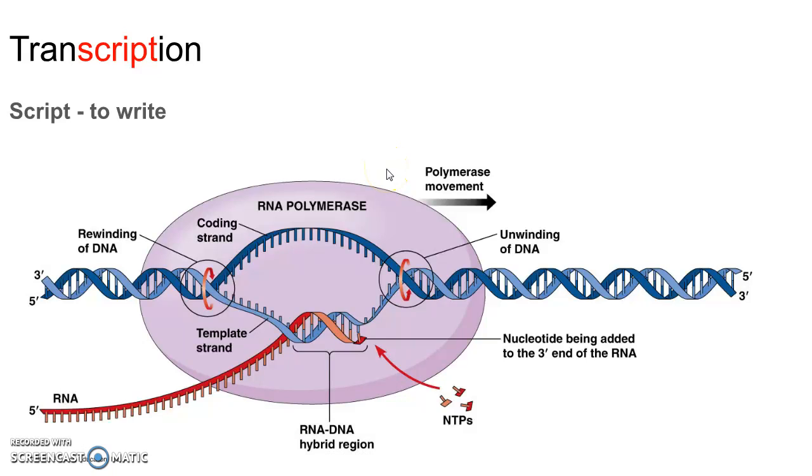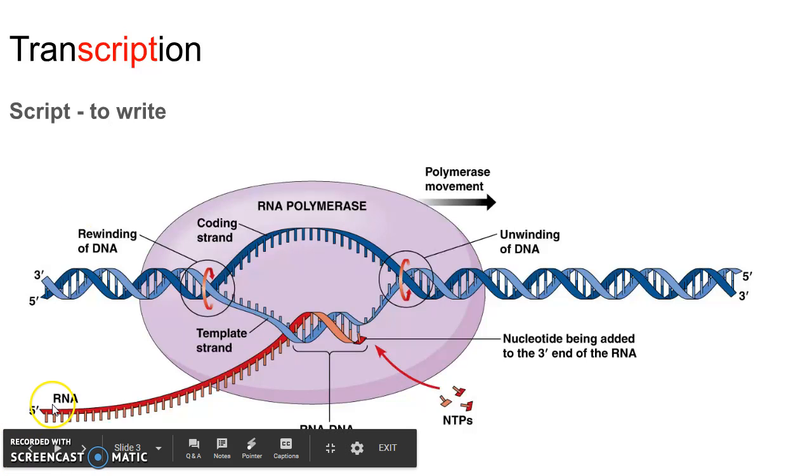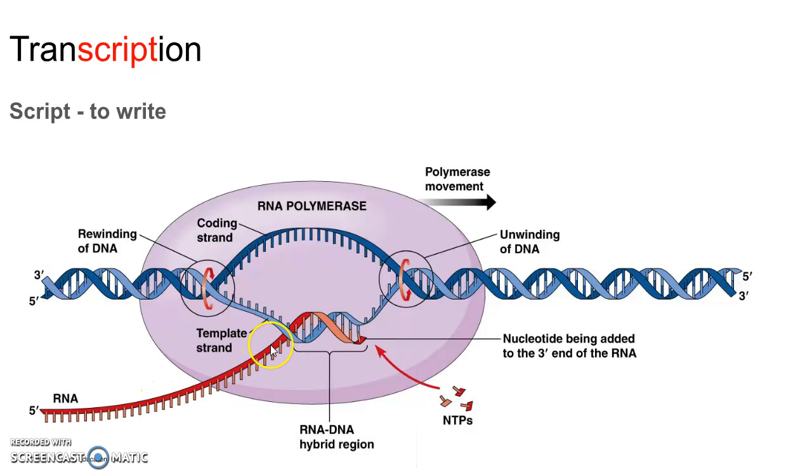So we'll start with transcription. One way to remember what happens in transcription is you think of that word script, which means to write. So we're going to write a message. Our message is mRNA, or messenger RNA. And if you look down at this diagram, here is our mRNA being built from the DNA strand.